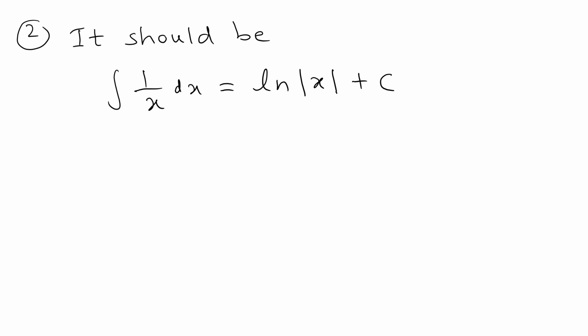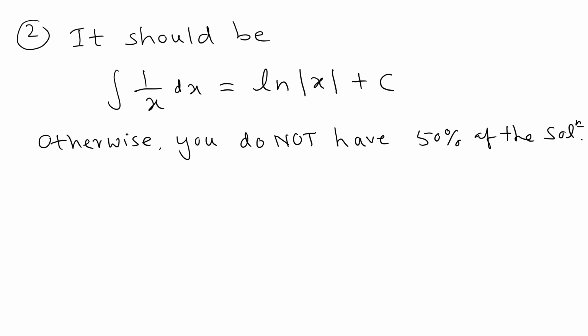So why is this? Let's try to understand the second argument. Otherwise, what will happen? You do not have 50% of the solution. And this is the argument. Let's look at the graph, and it will be very clear if you look at the graph. The graph of ln x is like this. You know this graph. It goes like that, and then it meets the x-axis at 1. So this is a graph of natural log x.